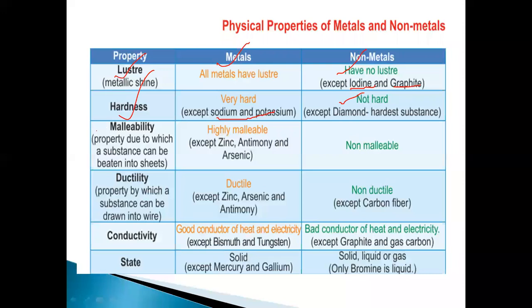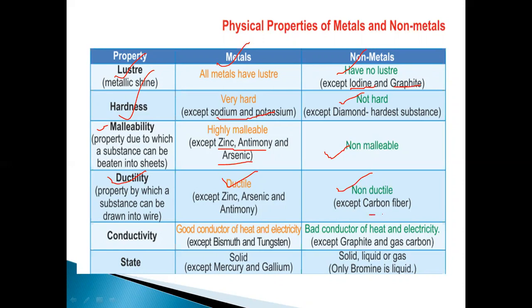Malleability is the property by which a substance can be beaten into sheets. Metals are highly malleable, though there are a few exceptions. All non-metals are not malleable because they are solids, liquids and gases, and only a few are solids. Ductility is the property by which a substance can be drawn into wires. Metals are ductile. Non-metals are not ductile except some.